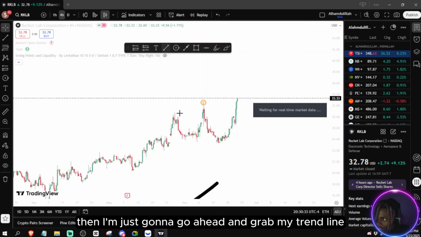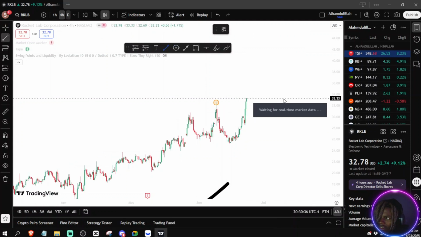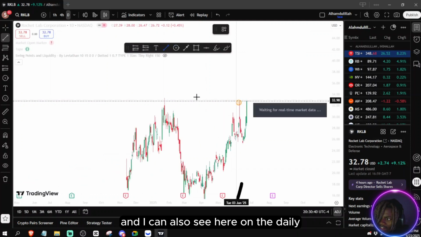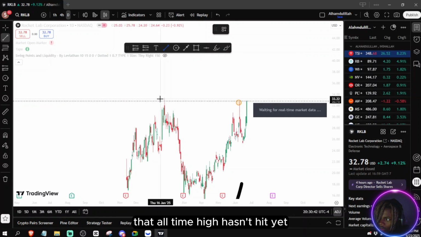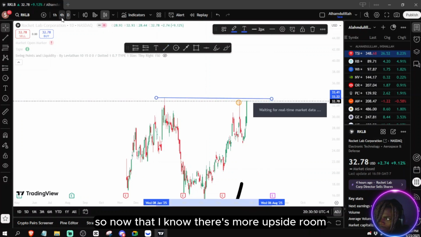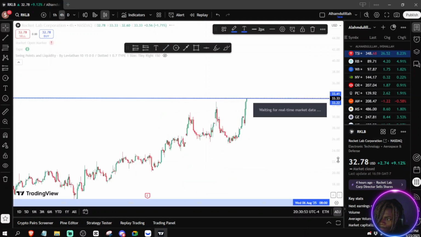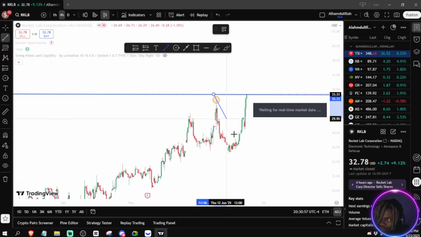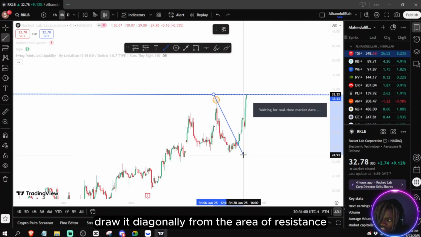Then I'm just gonna go ahead and grab my trend line after getting on the daily, realizing that higher lows were being made. And I can also see here on the daily that all-time highs isn't hit yet. So it lets me know that there's definitely some more upside room, which is very, very nice. So now that I know that there's more upside room, I go to my 4-hour here. I would have just grabbed the trend line and just drawn it diagonally from the area of resistance.